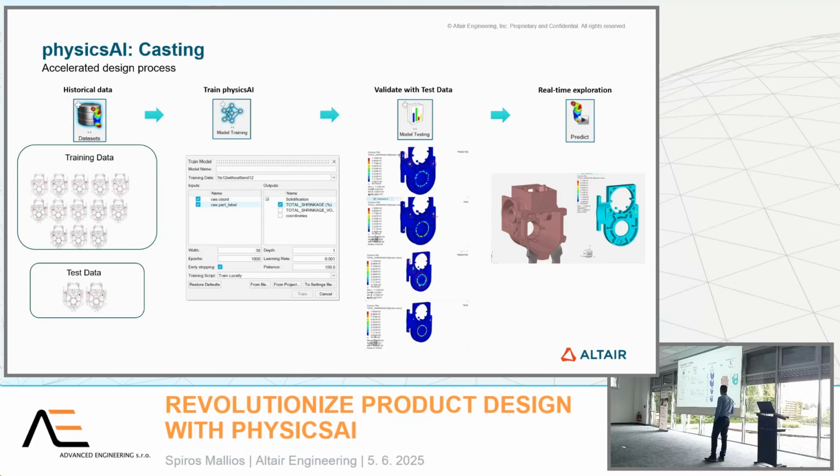So the same thing here, exactly the same process. We have training data from previous simulations, both on the filling and the solidification of the high pressure casting. We use it to train the PhysicsAI solver, and then we can get the fast predictions, the fast recommendations of how I should change my mold design in order to reduce the porosity.